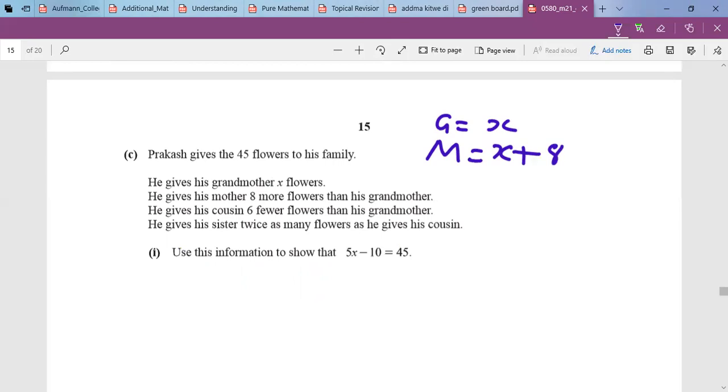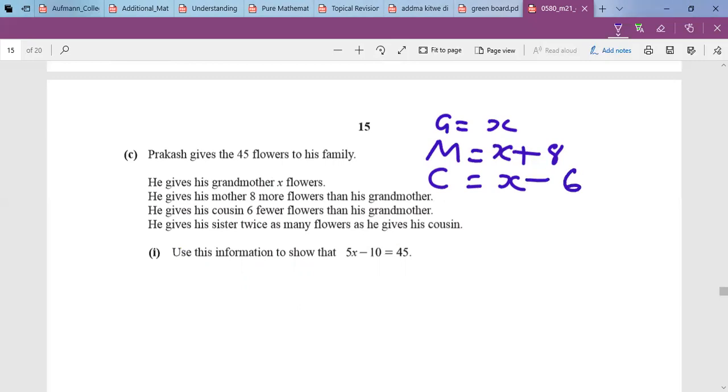He gives his cousin 6 flowers, 6 fewer flowers than his grandmother. So the grandmother was given 6, but the cousin gets 6 less than that of the grandmother. So you say minus 6.